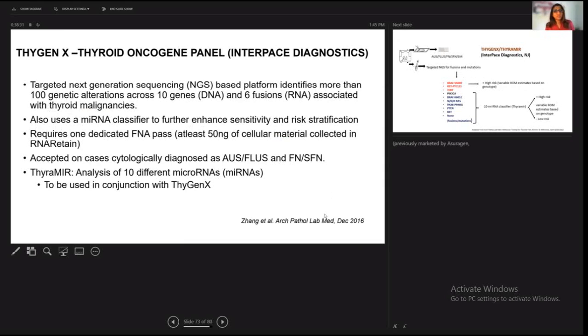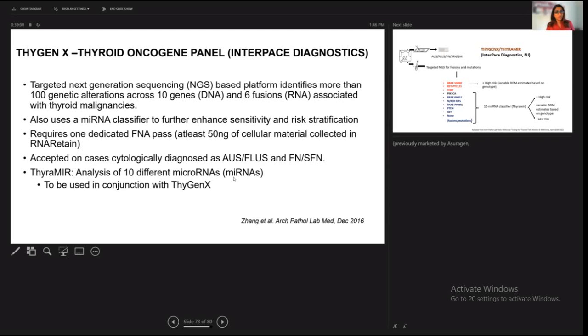So thyroid oncogene panel is slightly different in that it is also a targeted next-gen sequencing-based platform that identifies more than 100 genetic alterations across 10 genes and 6 fusions in thyroid malignancies. But in addition to that, it uses a microRNA classifier to further enhance the sensitivity and risk stratification. Unlike Afirma, we just need one dedicated FNA pass. And again, it can be collected in a preservative such as RNA retain.